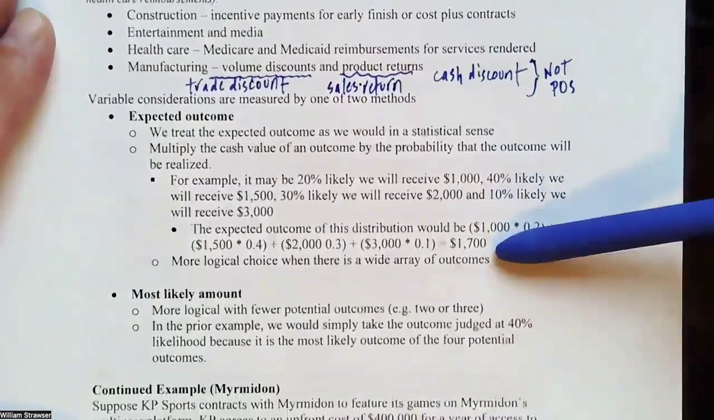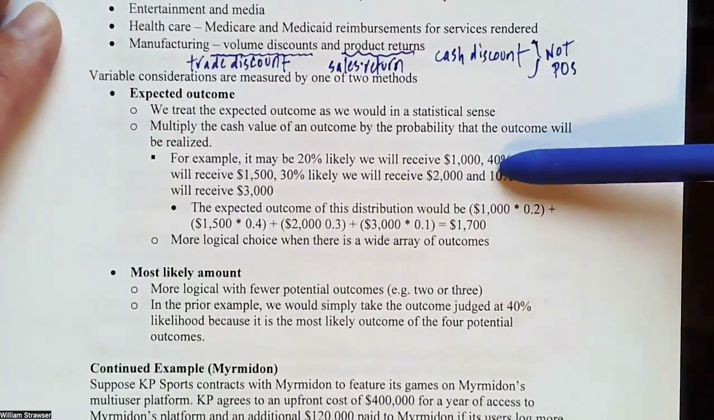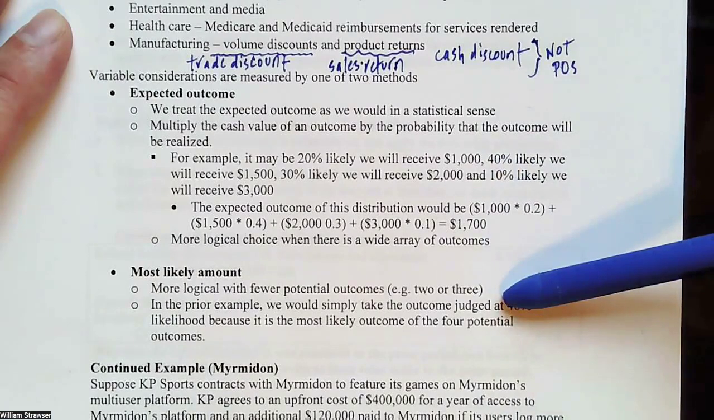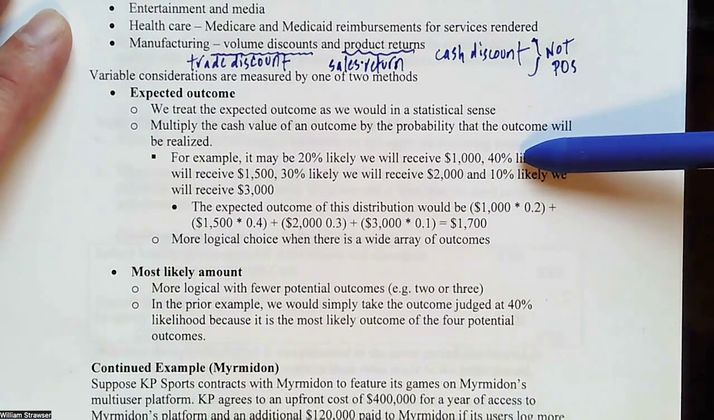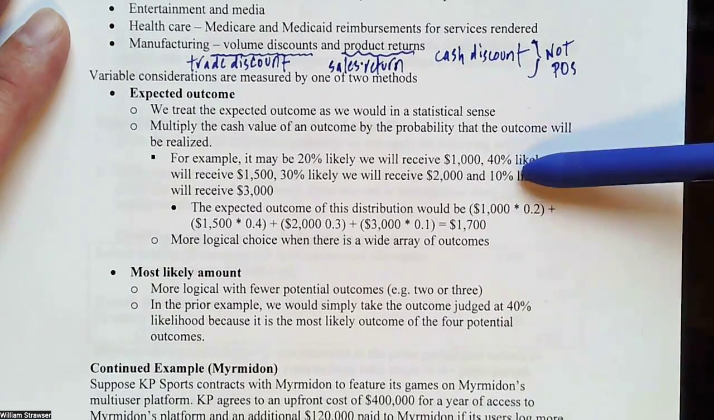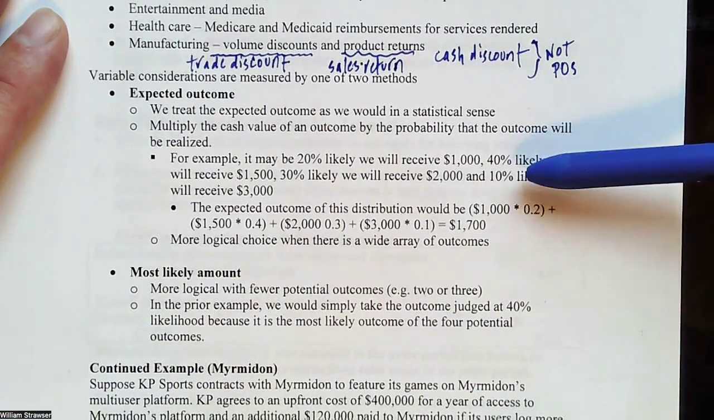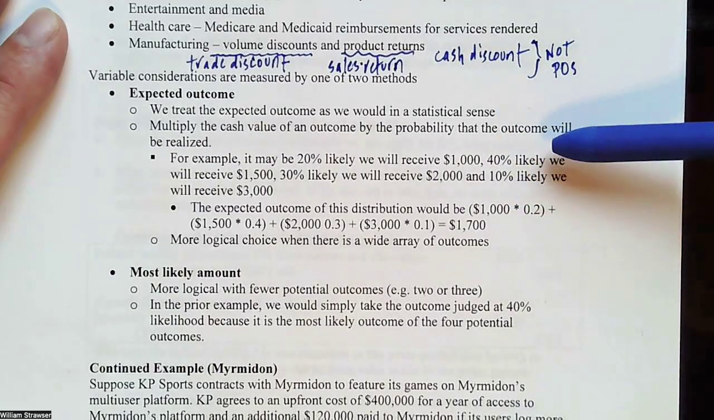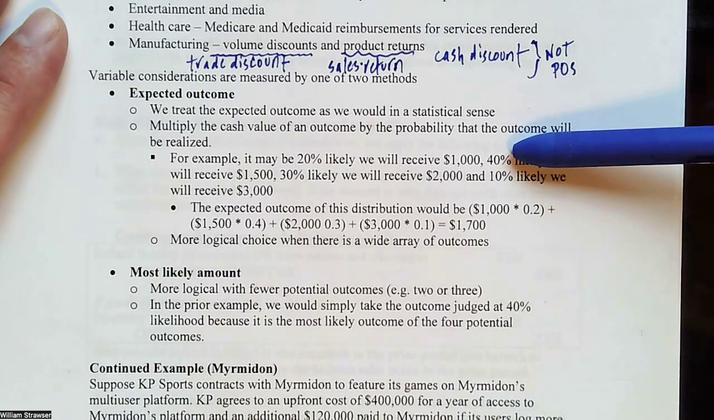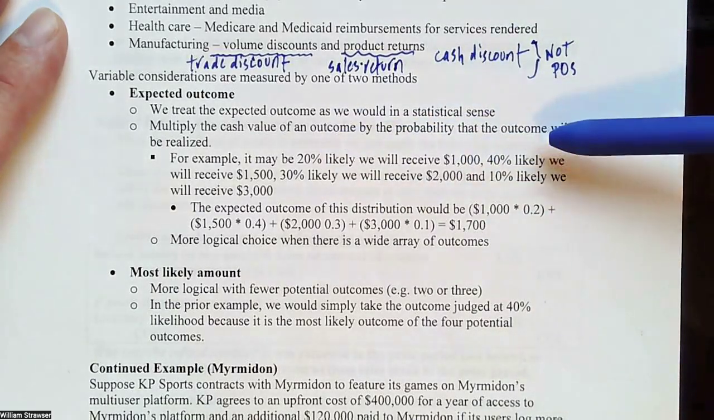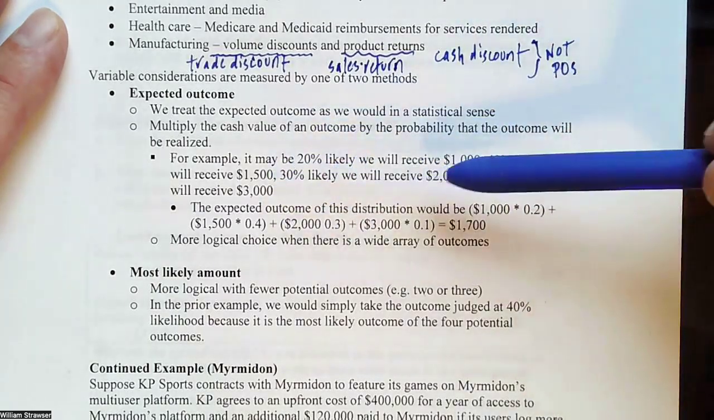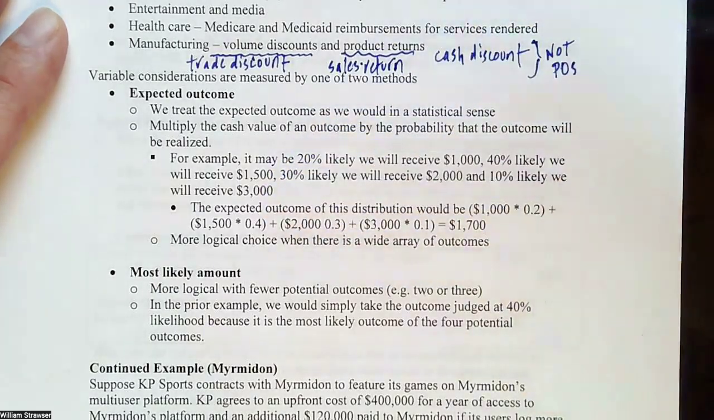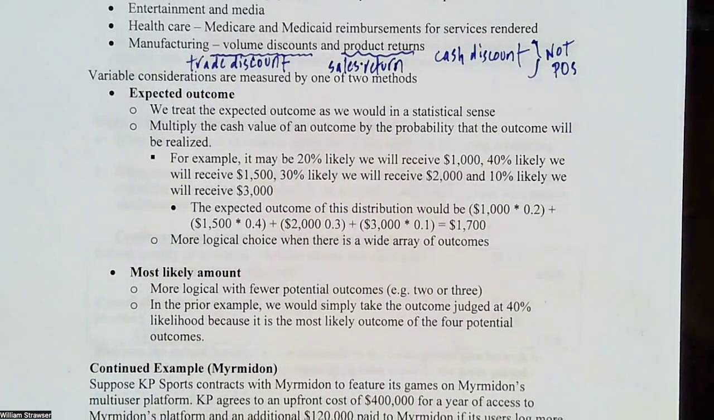There are two methods that are allowed under practice: the expected outcome and the most likely amount. Expected outcomes make more sense intuitively to use when there are multiple outcomes, right? So, for example, here, we have a 20% likelihood we could get 1,000, 40% we'll get 1,500, 30% we'll get 2,000, 10% we'll get 3,000. That's a lot of different outcomes: 1,000, 1,500, 2,000, 3,000.